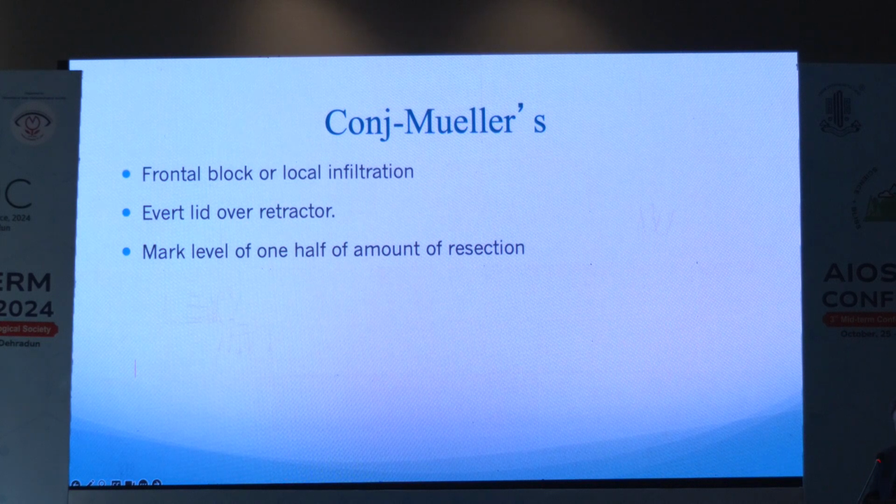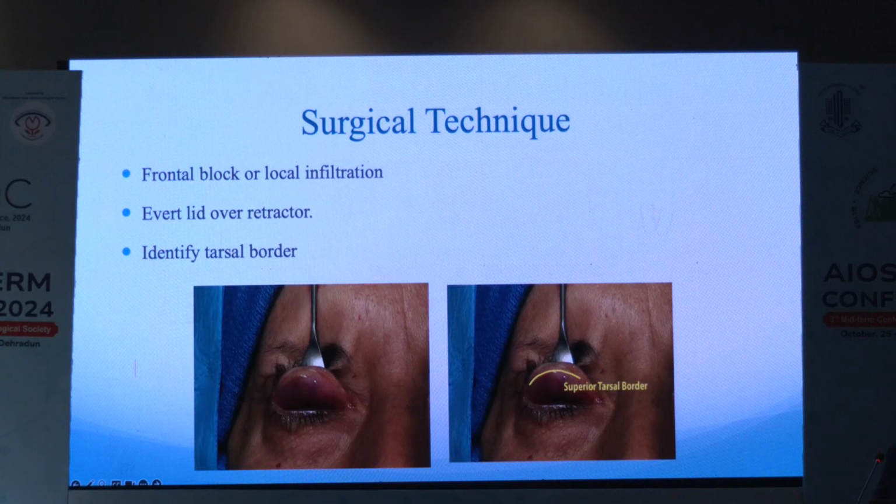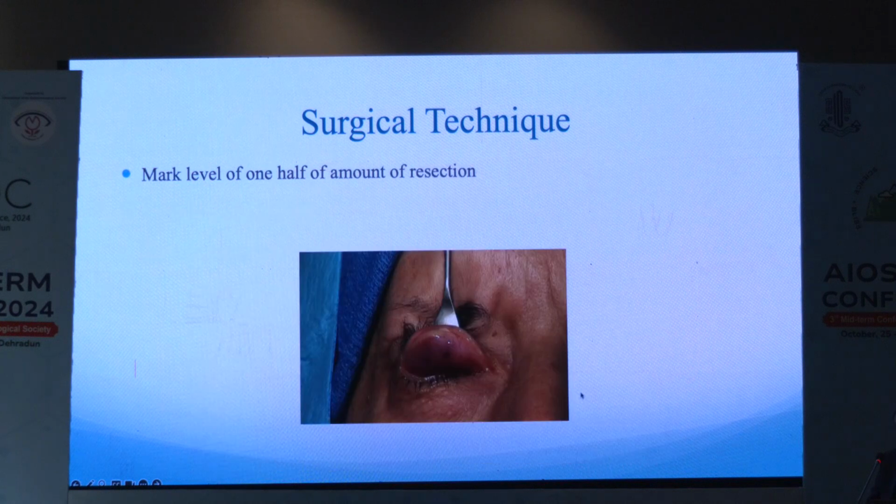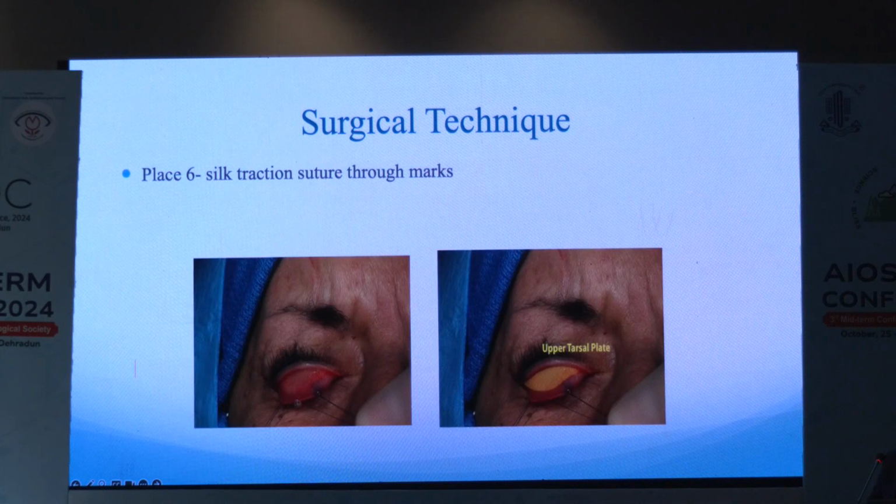So the anesthetic for the conjunctival Müllerectomy is either a frontal block or local infiltration. You evert the lid, and if I'm going to do an 8 millimeter resection, I'll mark 4 millimeters from where I place the central traction sutures. So this is the lid everted. We can visualize the upper tarsal border. And this is a skin marking pen with a caliper. I mark half the amount of resection, and then I place a silk suture into the central marks, and then you can see the conjunctiva and Müller's muscle get folded over, so that's how we get half the amount, because we get both sides on either side of the traction suture.